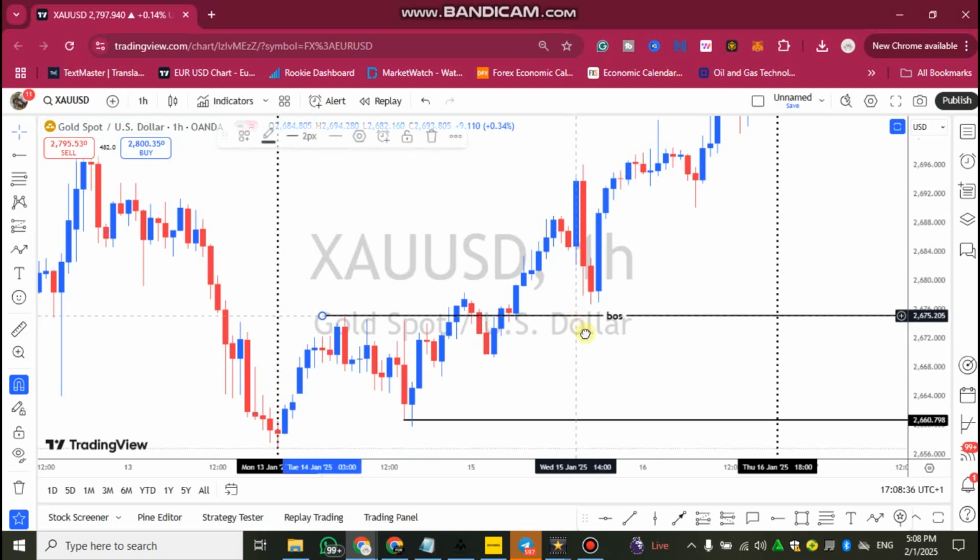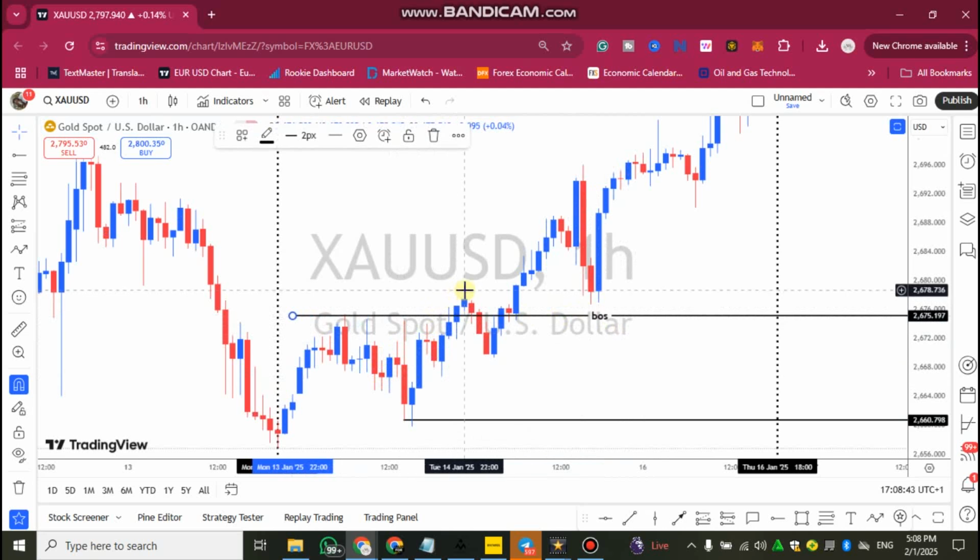What do I do? I'll just keep the BOS like this. I'll mark the high, right? Once I see the first break of structure, and I see that price goes back to the downside and reverses back to the upside, that means I'm in an uptrend. It's already clean and clear that I'm in an uptrend. So what do I do now?